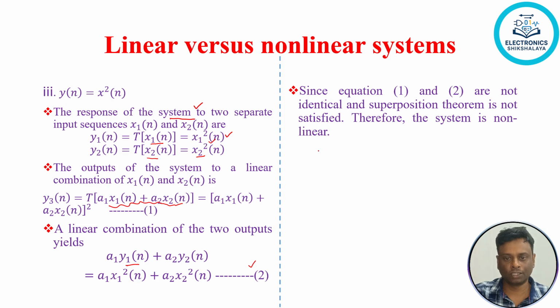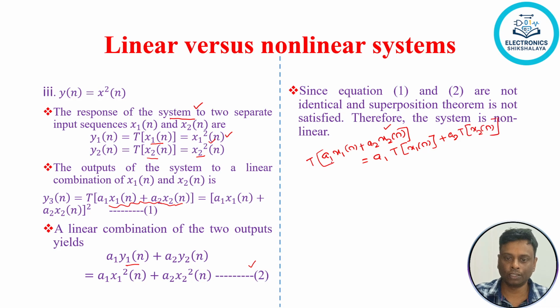Okay, so that's about linear and nonlinear systems. So what we are doing is that first we take a1 x1 of n plus a2 x2 of n, and the transformation of this is compared to a1 times the transformation of x1 of n plus a2 times the transformation of x2 of n. If this is equal, then it is linear.